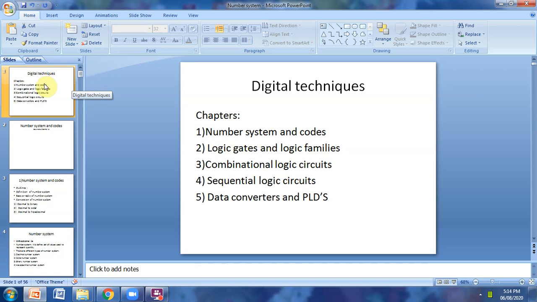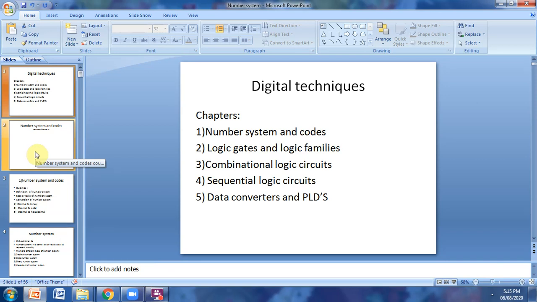Hello everyone. Subject name is digital technique. In digital technique, there are 5 chapters. First chapter is number system and codes. Second chapter, logic gate and logic families. Third one is combinational logic circuit. Fourth one, sequential logic circuit. And fifth one is the data converter and PLDs.